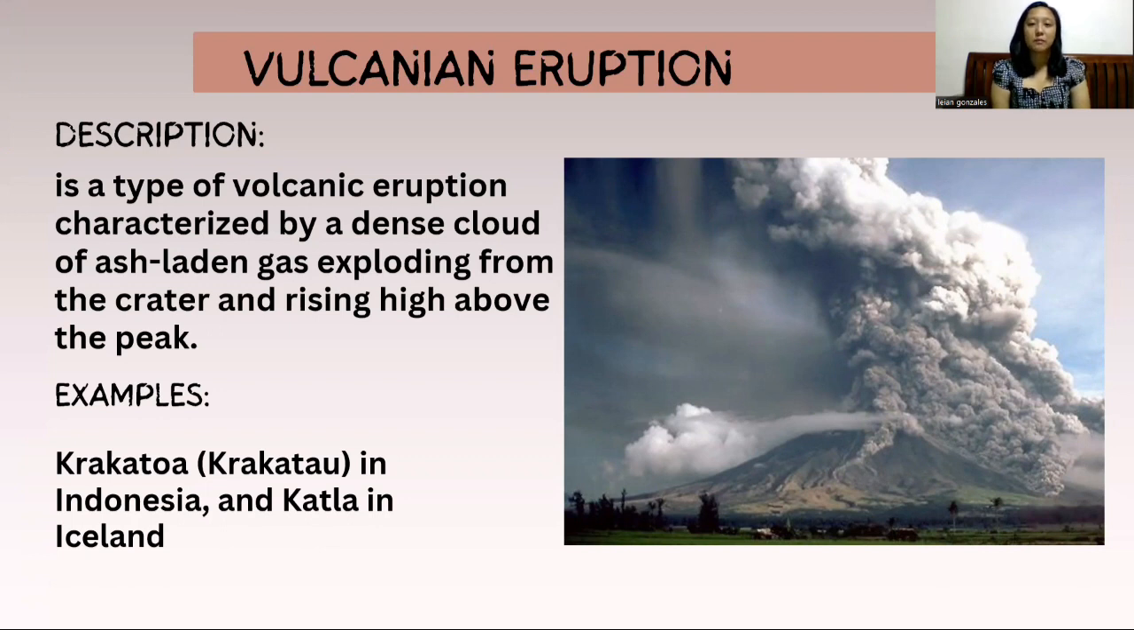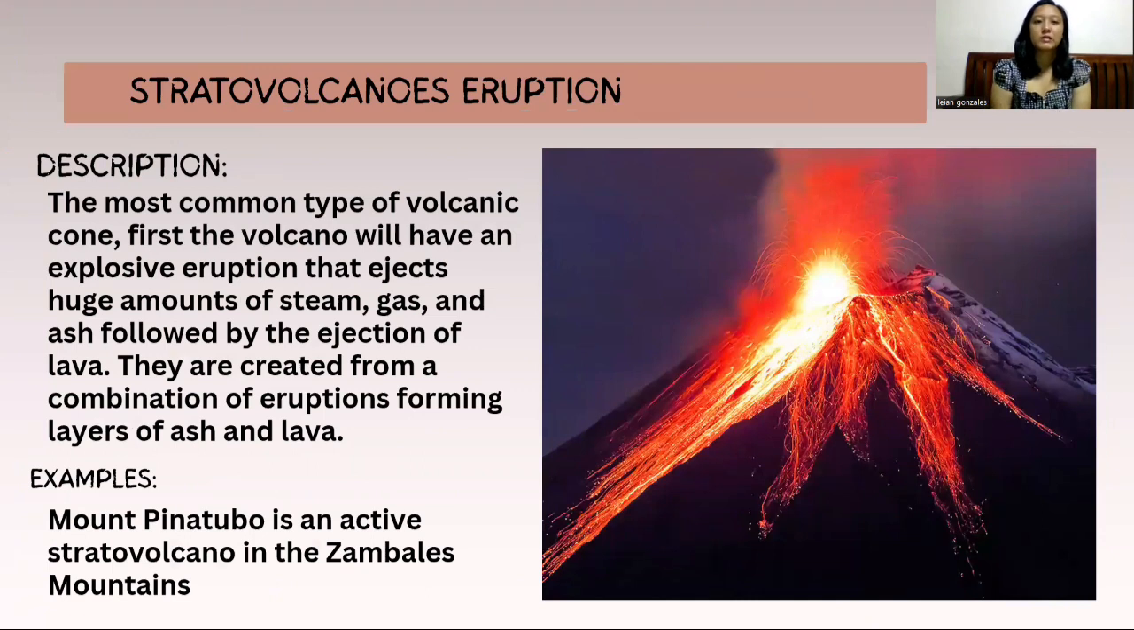The best example of it is Krakatoa in Indonesia and Katla in Iceland. We have a picture beside every discussion so you can see an example of what type of volcanic eruption. Next, we have the stratovolcano eruption. It is the most common type of volcanic cone.